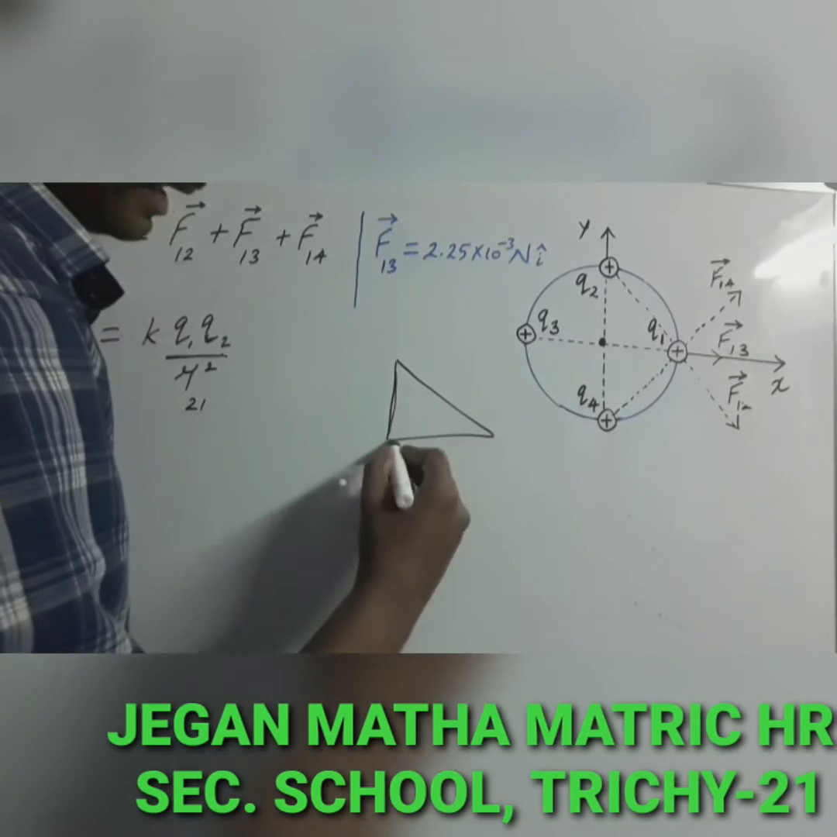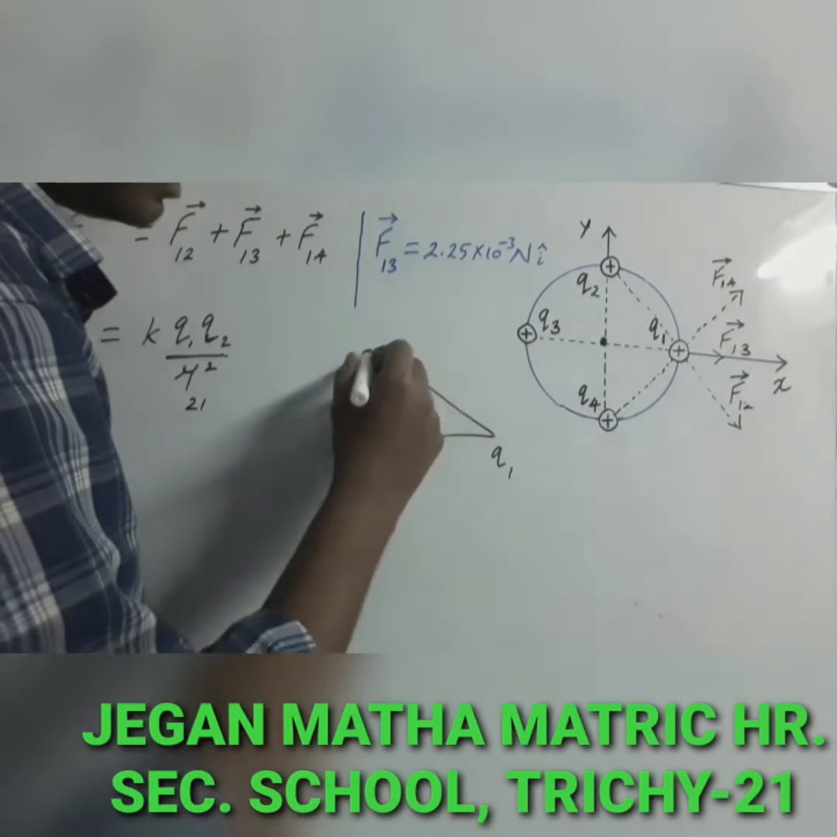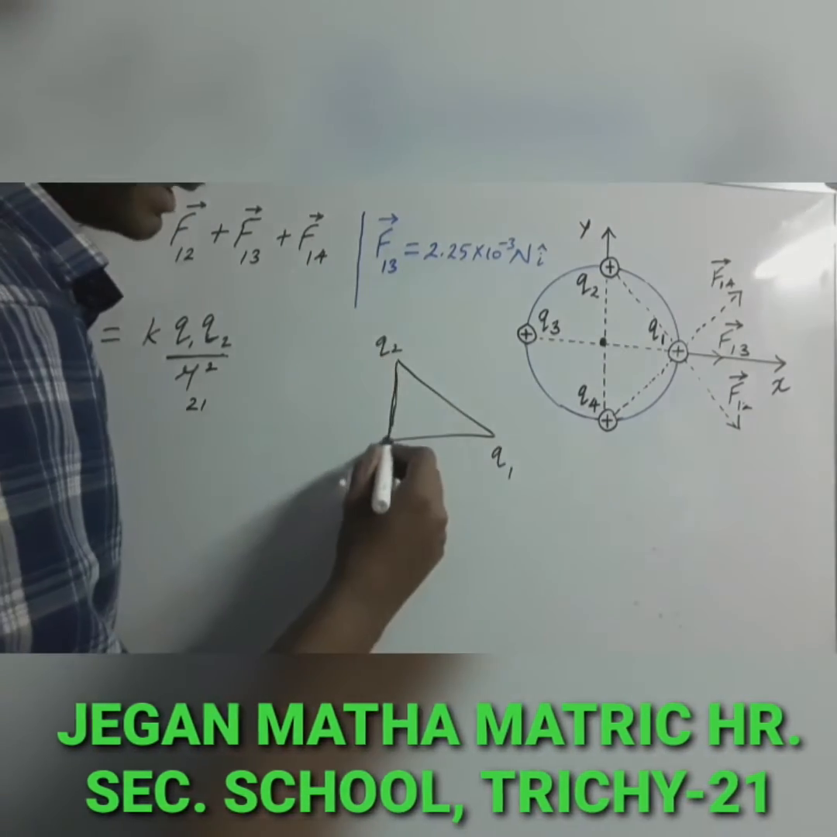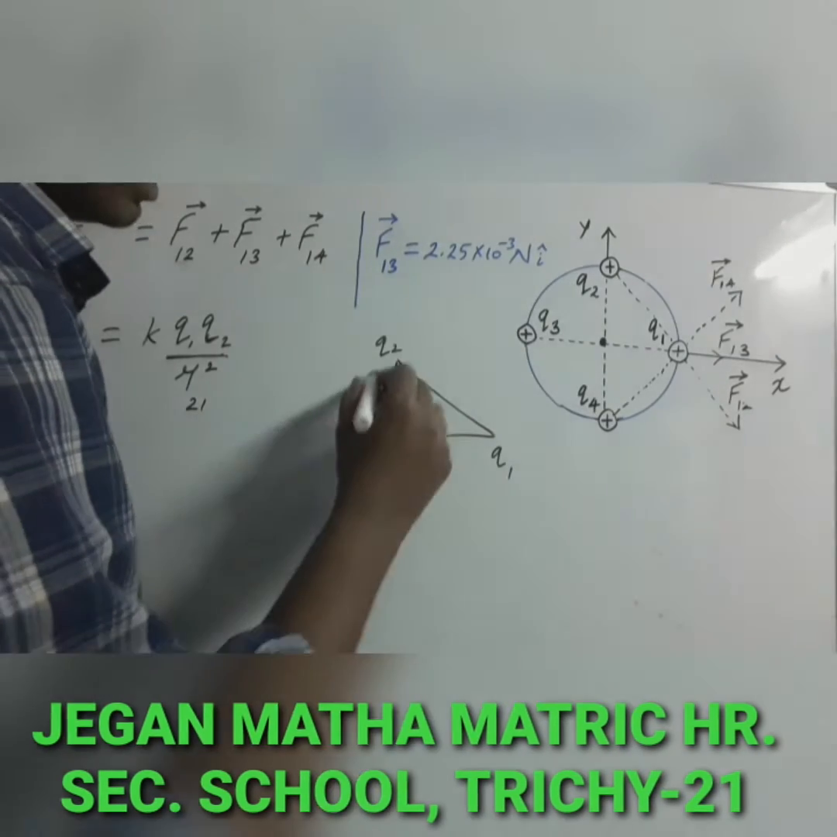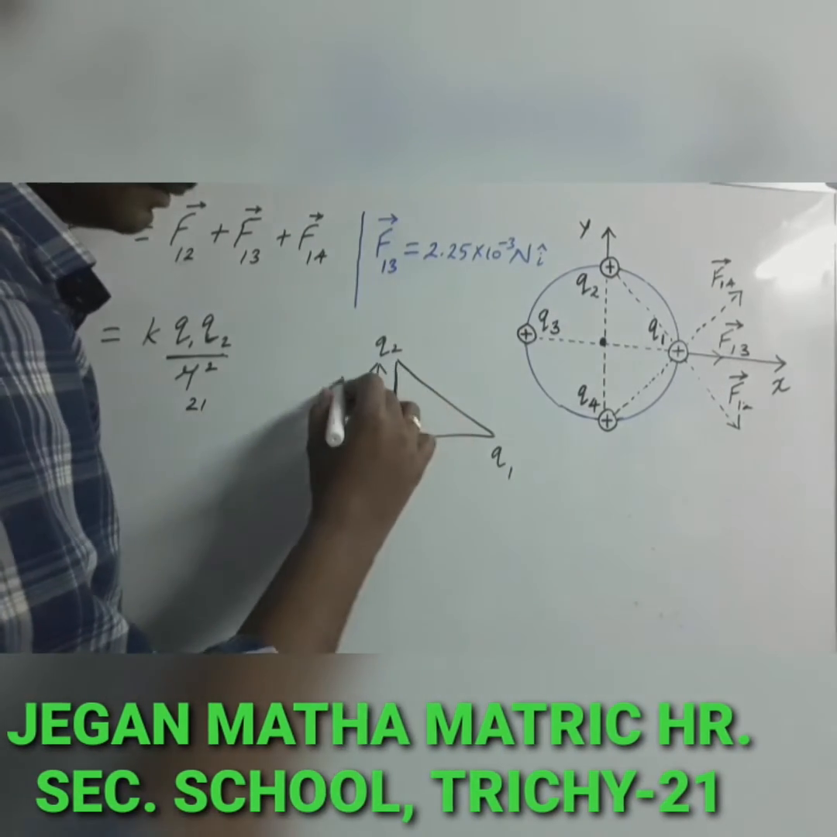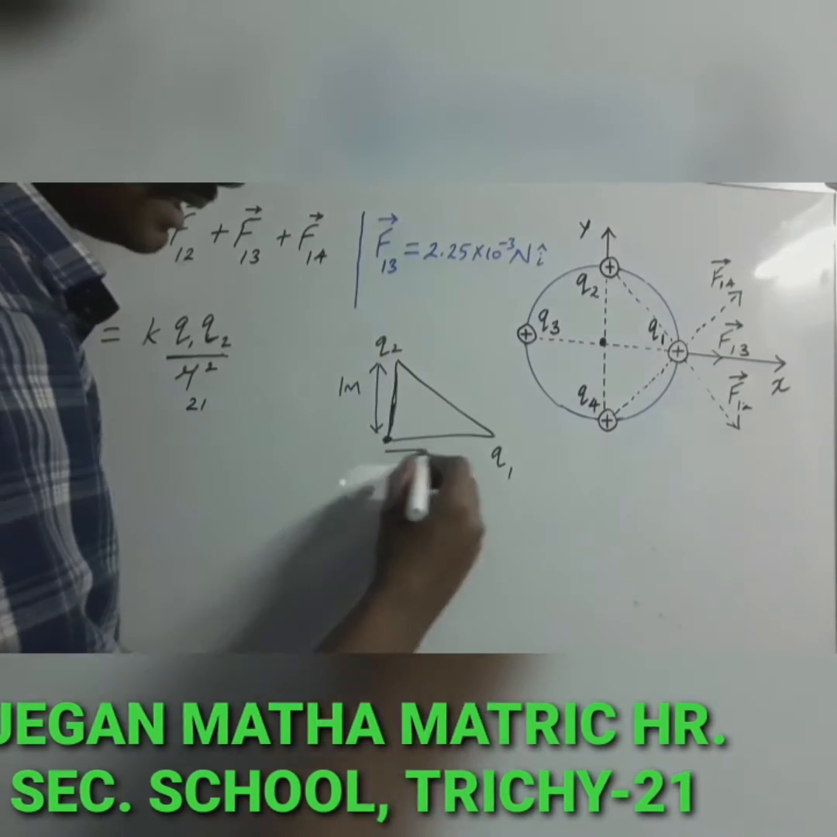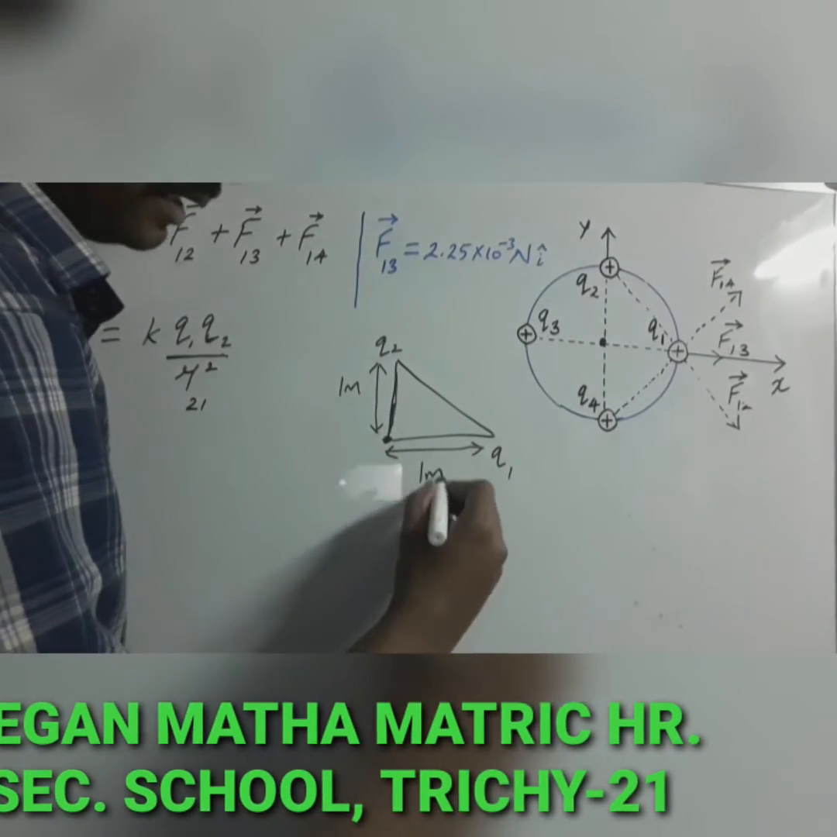Right angle triangle is there. So here Q1 is there, Q2. This is the center of the circle. Actually, what is the distance here? 1 meter. Because from the center, the charges are at the distance exactly 1 meter.